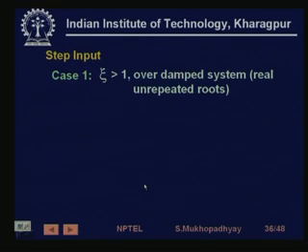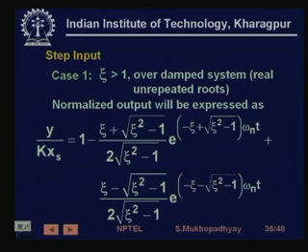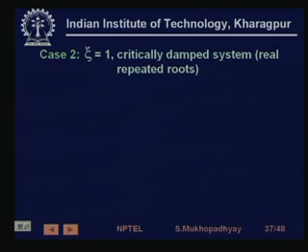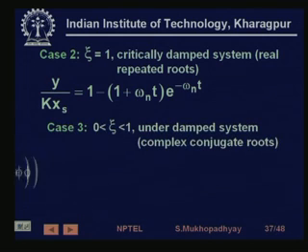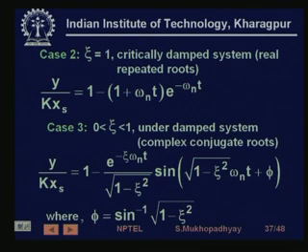Again, for its response to the step input, we have three cases depending on the damping factor. One case is when the damping factor zeta is greater than 1, in which case we call it an overdamped system, and this is the expression for the output time function. Then we have the case when zeta is equal to 1, which is called the critically damped case. And the last case is when zeta is between 0 and 1, which is called the underdamped case.